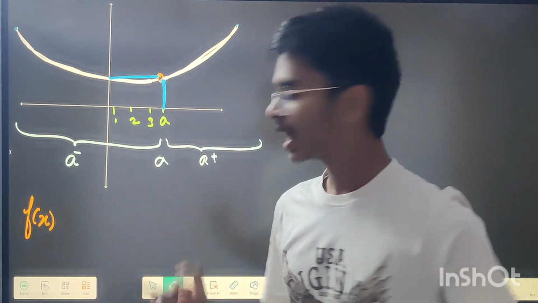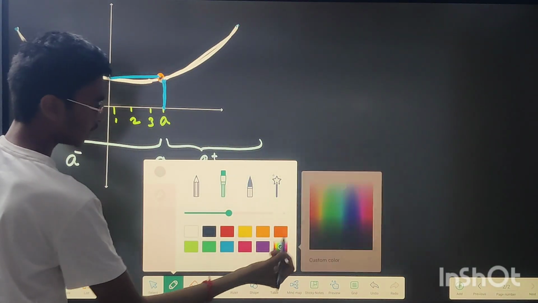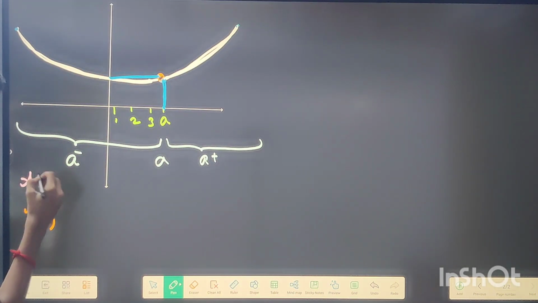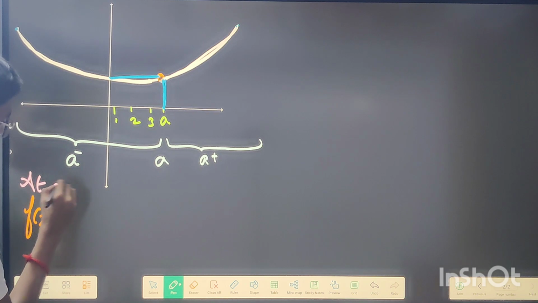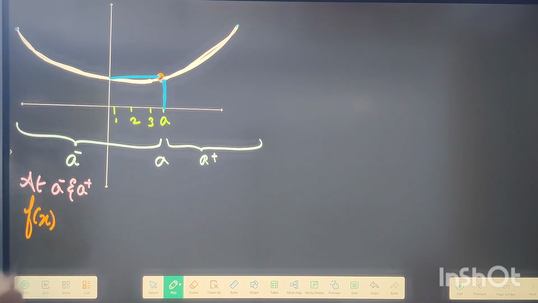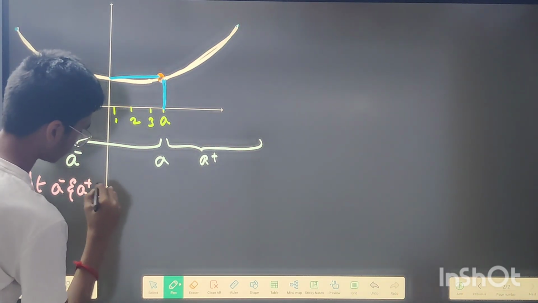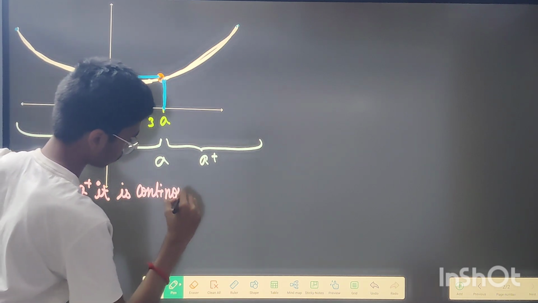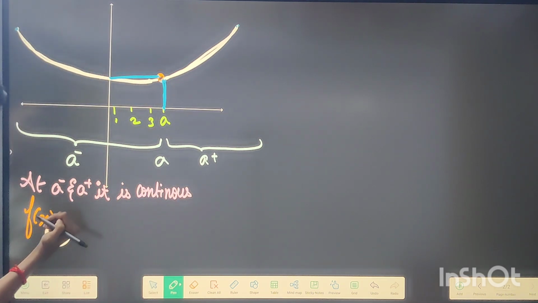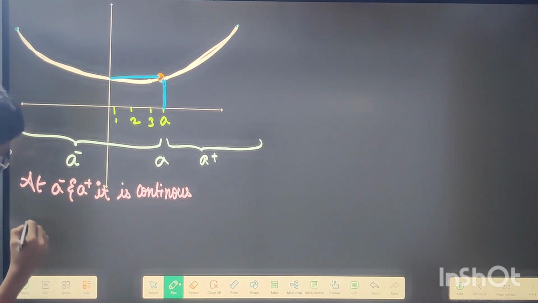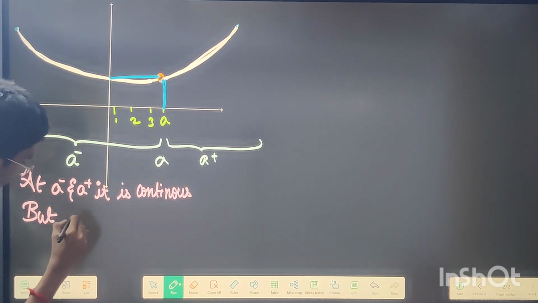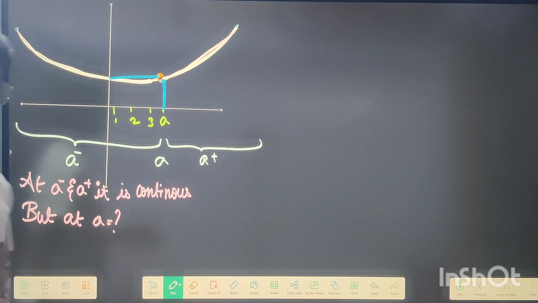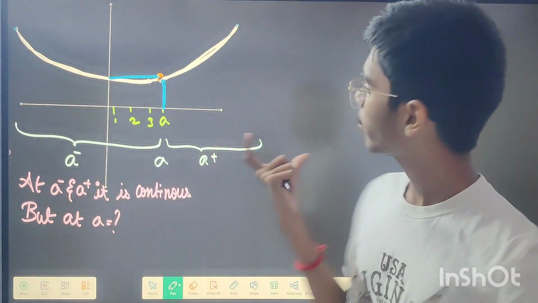As I've said, at A minus and A plus, it is continuous. But at the point A is the question. What is at A? Whether it is continuous or whether it is not continuous is the question.